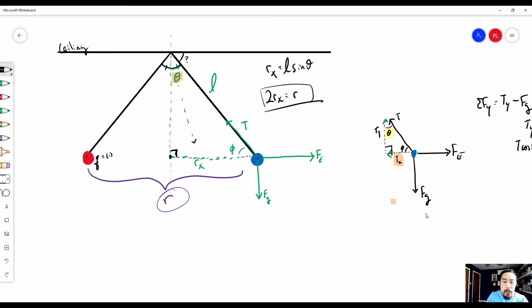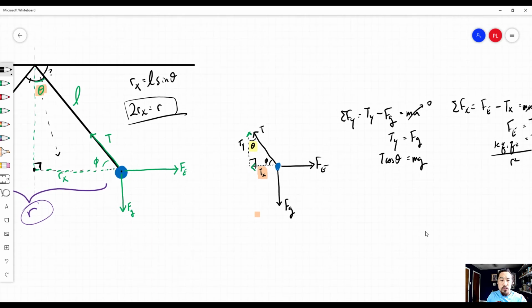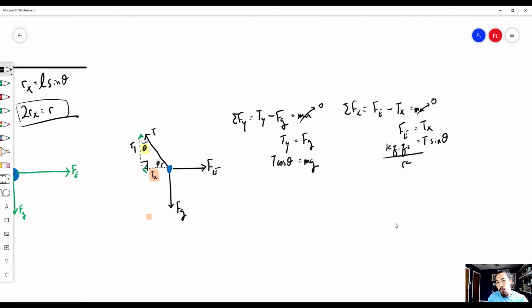All right, but the way that you can solve these problems is always going to be the same, which is draw a free body diagram, create a net force formula, and go from there.